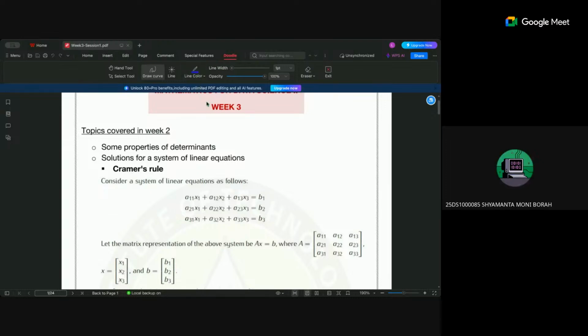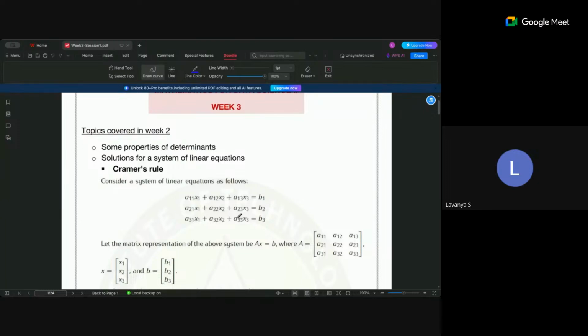Determinant is not equal to 0. This is a very important criterion which you all should remember. When the determinant is non-zero, only in that case will the matrix be invertible. This is for square matrices, of course, since we are talking about determinants.